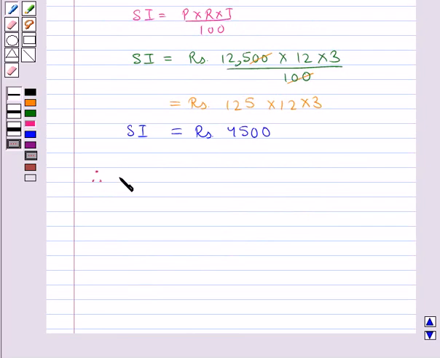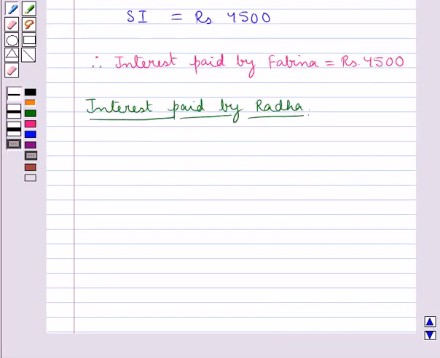Therefore, interest paid by Fabina is equal to ₹4,500. Now we shall calculate the interest paid by Radha.